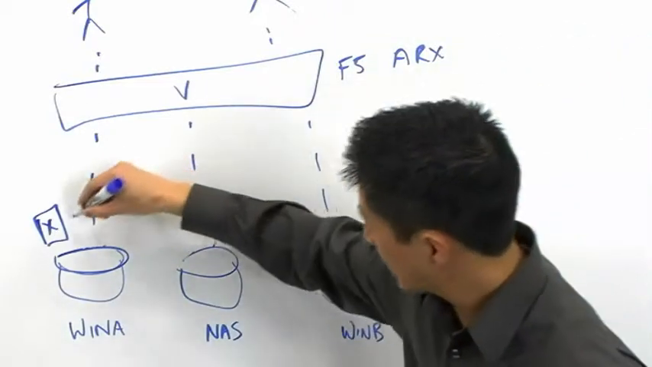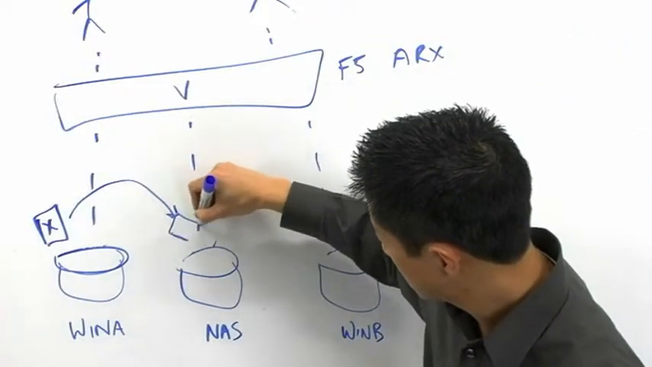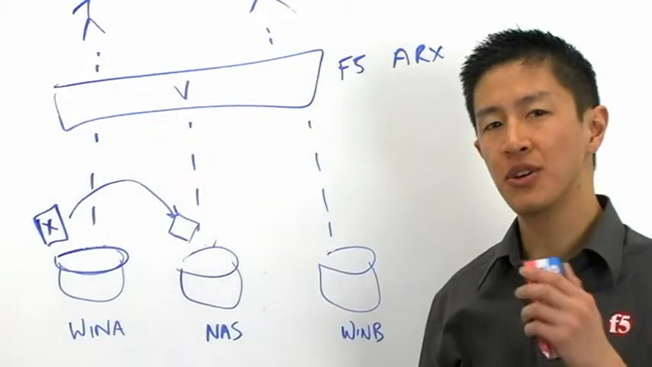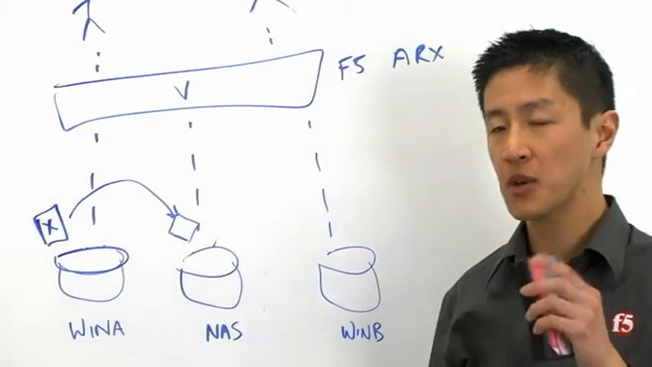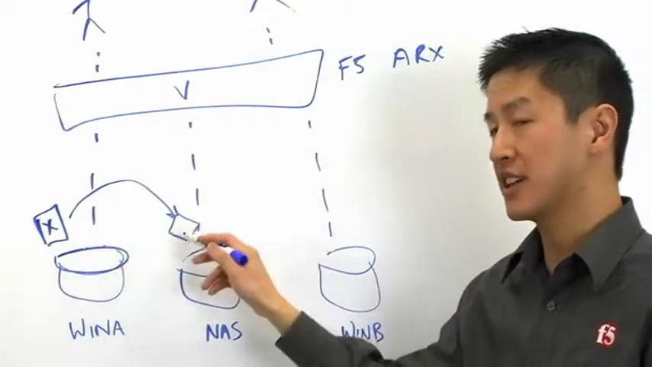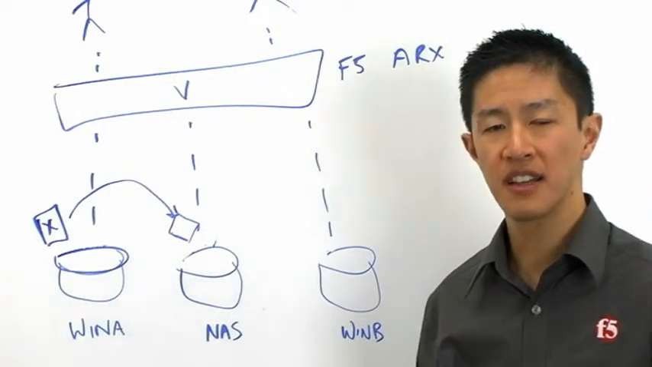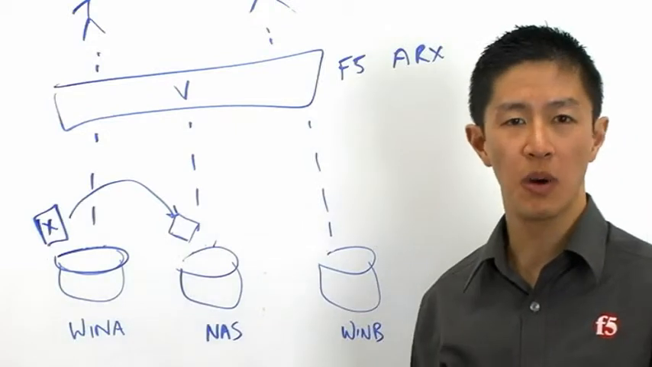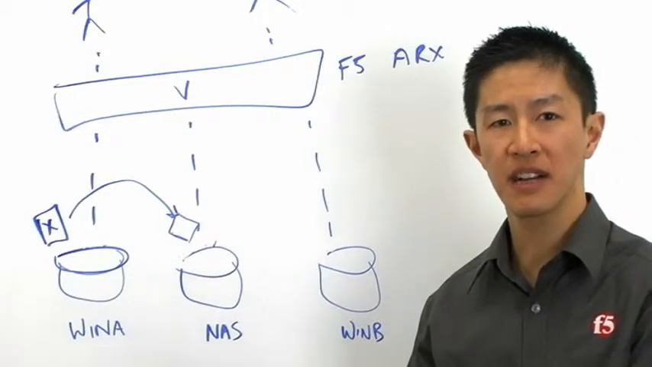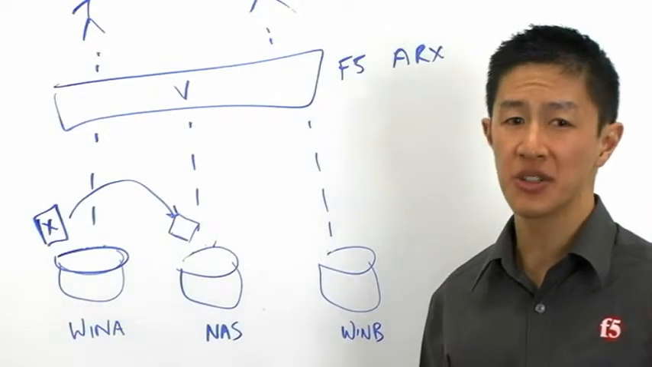Now, when we move share X, users are no longer affected. The virtualization layer hides this change from our users so that they see all their files in the same place. They have full online access to all of their files, even during the migration, and business continues as usual.